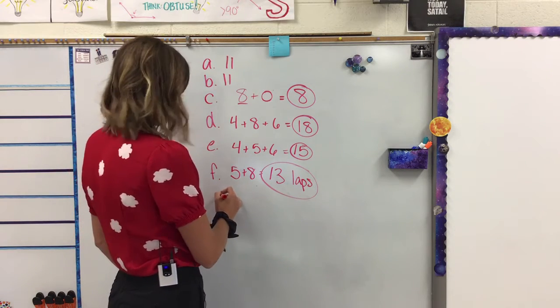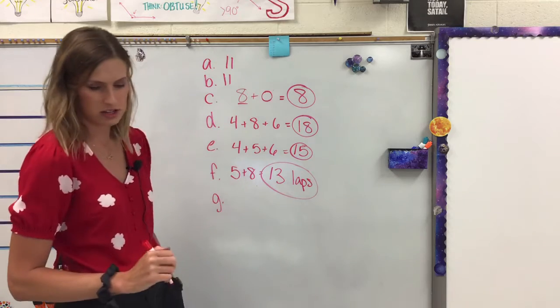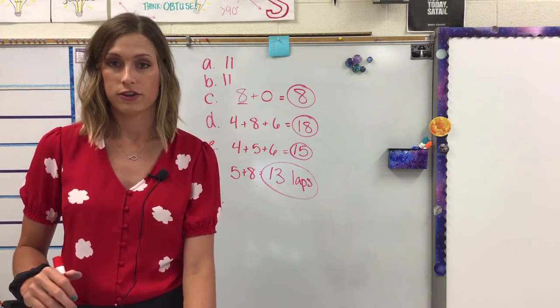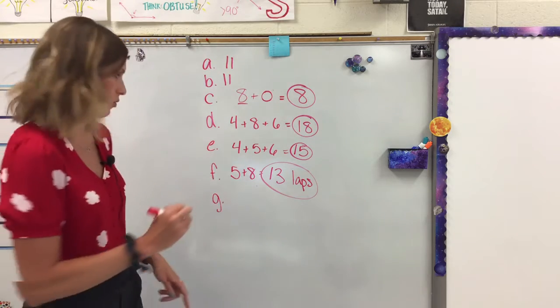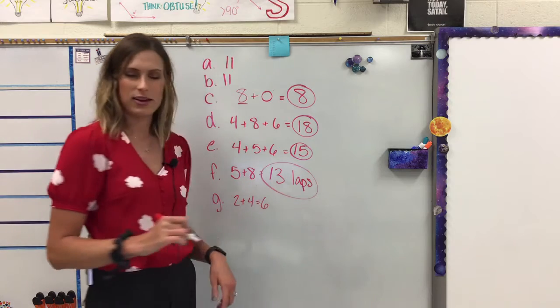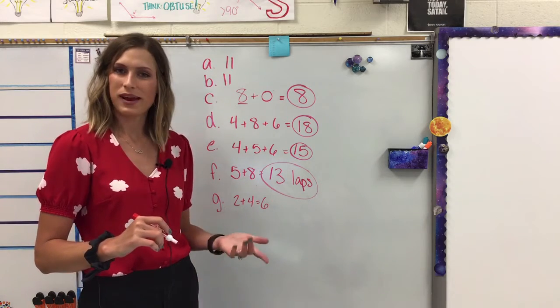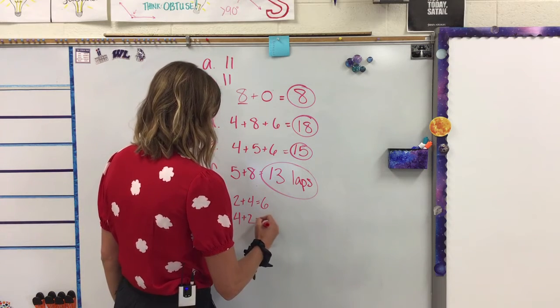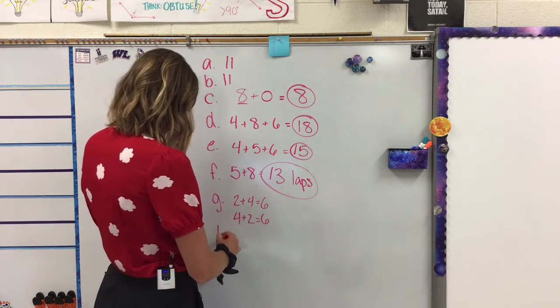G says write 2 number sentences for this. It wants you to use the commutative property, so it wants you to switch those around. So I've got 2 dots in the first number cube. I've got 4 in the second one. So I'm going to do 2 plus 4 equals 6. And then how am I going to get my second one? That's right, I can use the commutative property and just switch them. So I'm going to get 4 plus 2 equals 6.